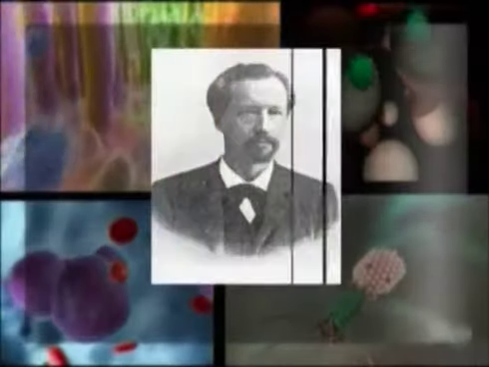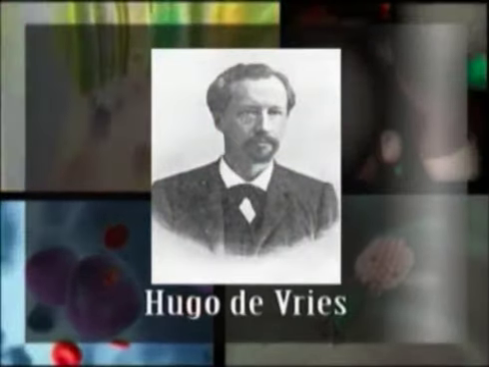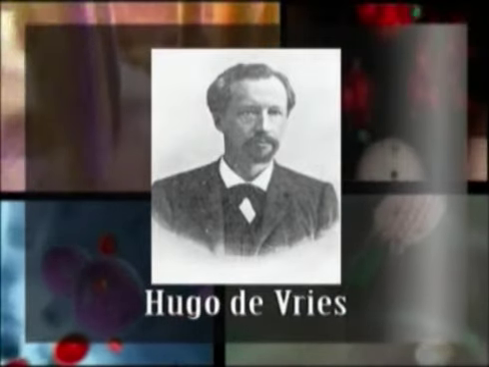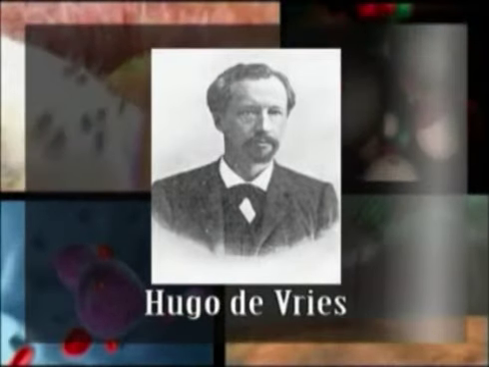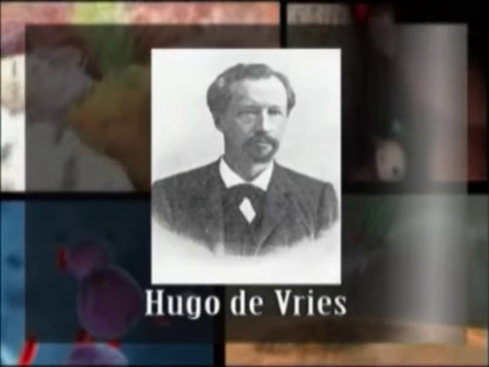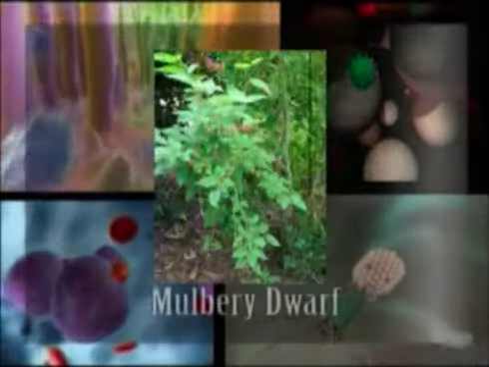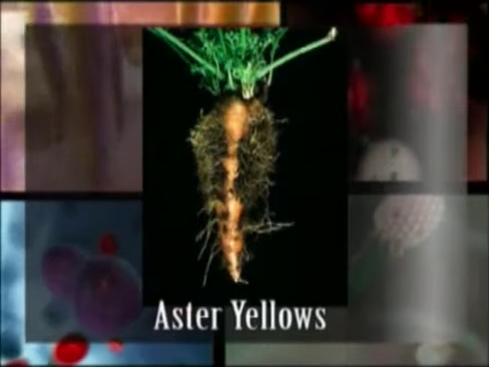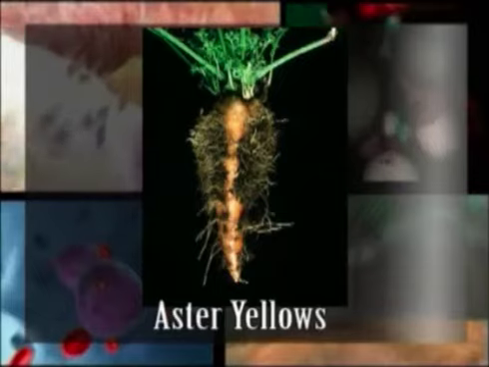Mycoplasmas were not considered to be the causal agents of plant disease, but in 1896, Hugo de Vries reported some 27 plant species in his garden infected by mycoplasmas. But it was Doi and his co-workers who reported that mulberry dwarf, potato witches' broom and aster yellows, which were suspected to be viral diseases, were in fact caused by mycoplasmas.